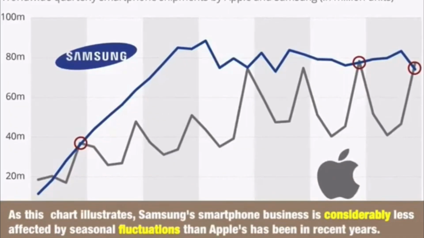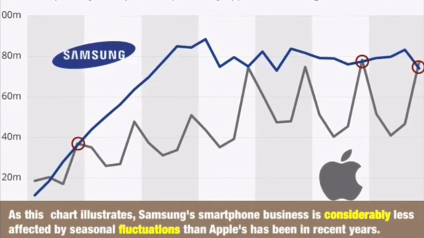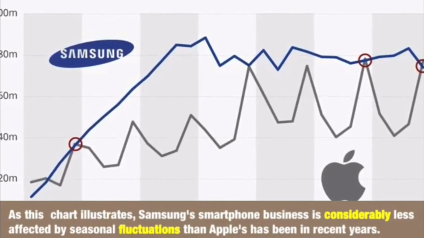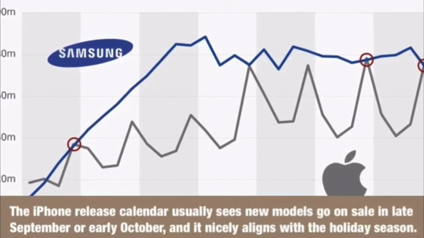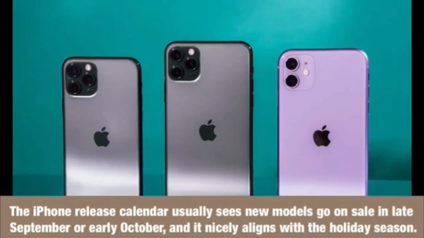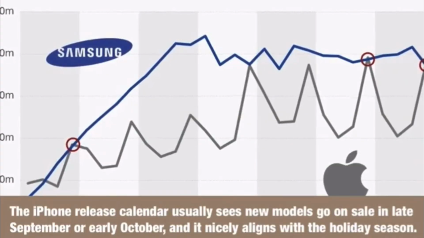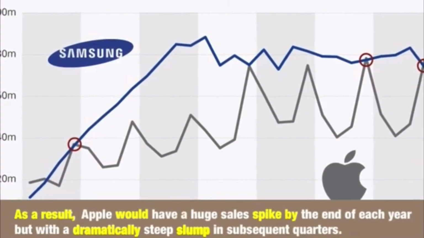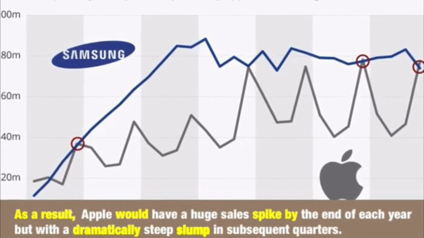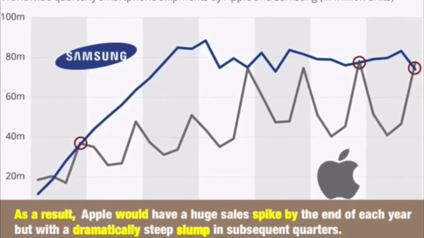As this chart illustrates, Samsung's smartphone business is considerably less affected by seasonal fluctuations than Apple's has been in recent years. The iPhone release calendar usually sees new models go on sale in late September or early October, and it nicely aligns with the holiday season. As a result, Apple would have a huge sales spike by the end of each year, but with a dramatically steep slump in subsequent quarters.